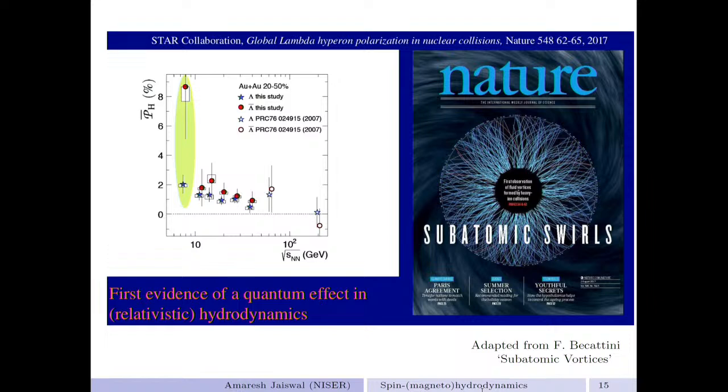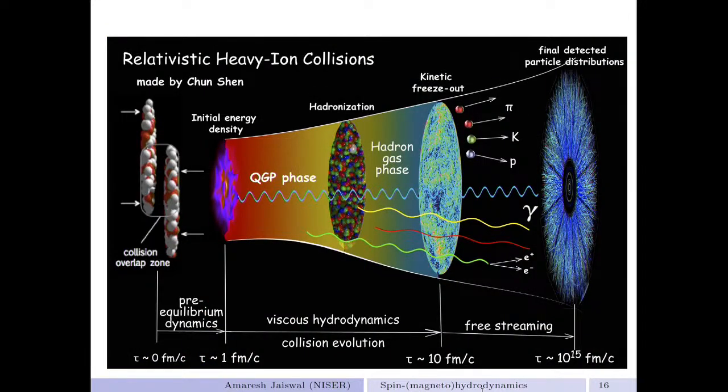But the idea was that there is also the difference between lambda and anti-lambda, and why was that? There is a hint of the magnetic field playing a role, along with angular momentum and viscous hydrodynamics.